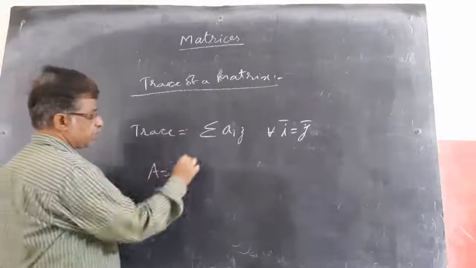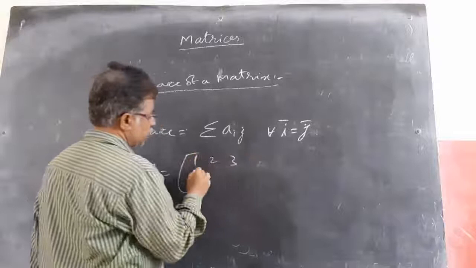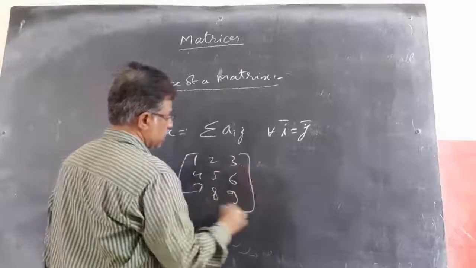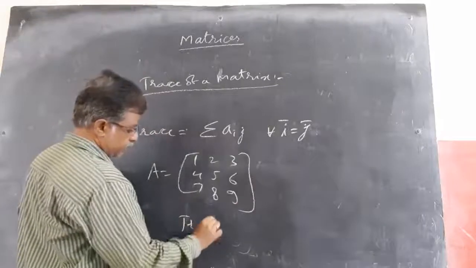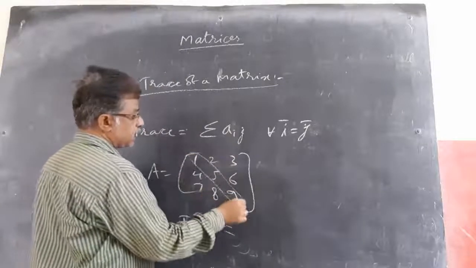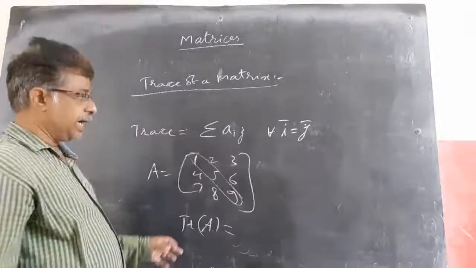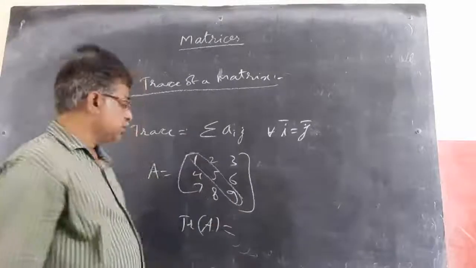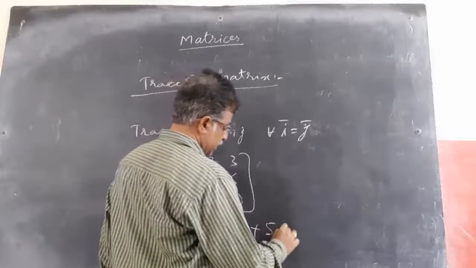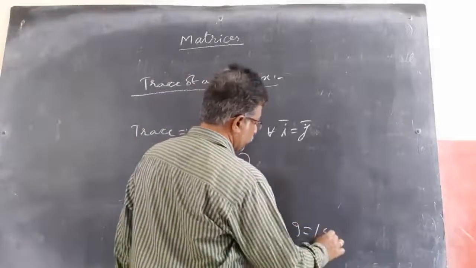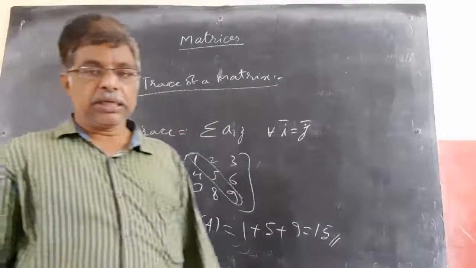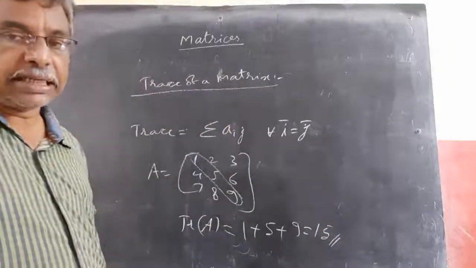Means A equal to 1, 2, 3, 4, 5, 6, 7, 8, 9, like this. Then trace of A equals the sum of elements in the principal diagonal, that is Aij where i equal to j. A11, A22, A33, means 1 plus 5 plus 9 is equal to 15, which is called the trace of the matrix.